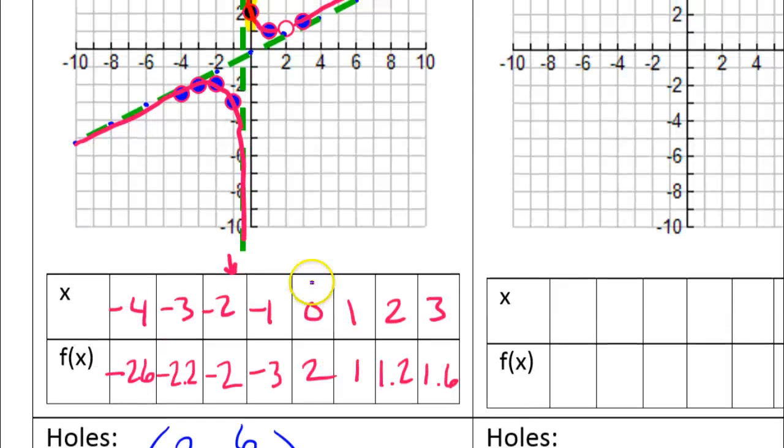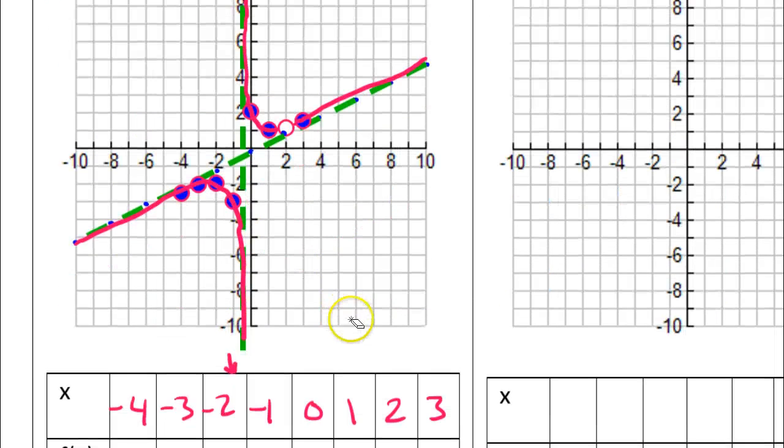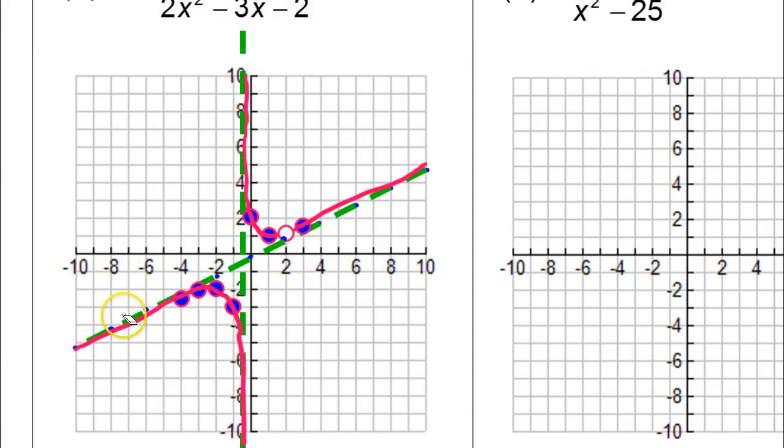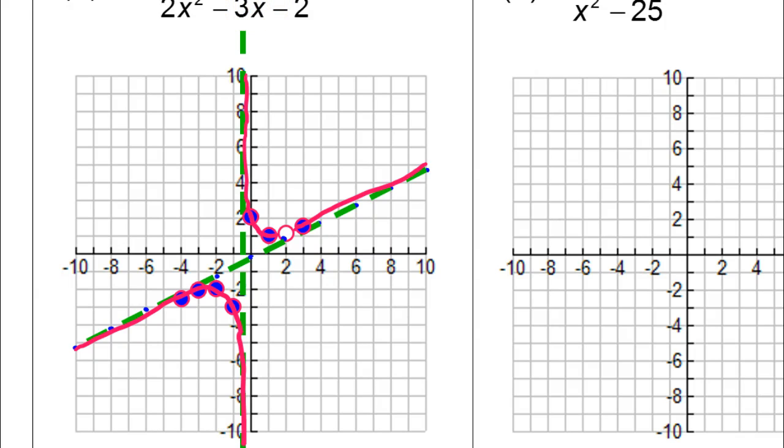Okay, now let's talk about intervals of increasing and decreasing. As I go from left to right across the page, this graph goes up and down, and then it goes down and up. So everywhere it's going up is an increasing interval. It's going up from here to here.